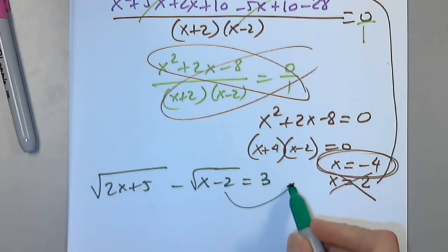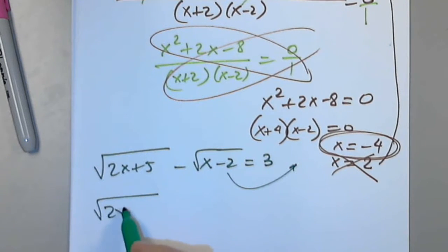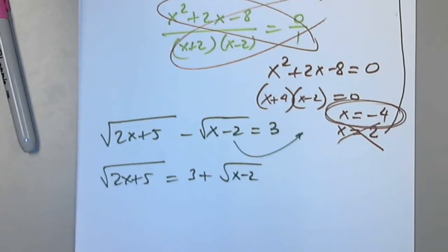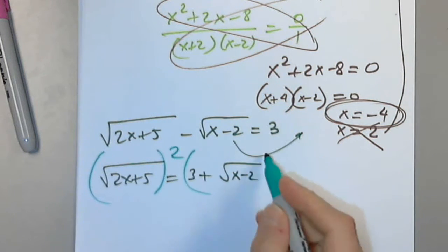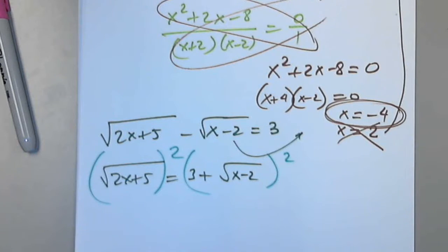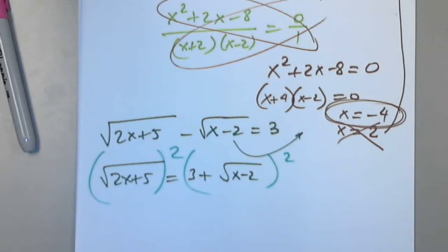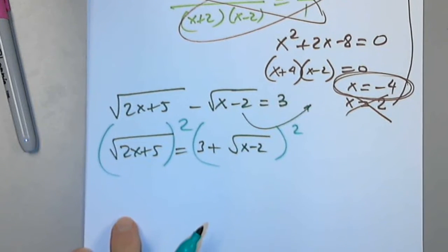So I'm going to take this term to the other side. So I have the square root of 2x plus 5 equals 3 plus the square root of x minus 2. Since it is a radical equation and the index is 2, what do I have to do to both sides? Right. But if you make the mistake of squaring term by term, you're not going to get anything. You have to square the left-hand side as one unit, the whole thing, and the whole thing on the other side squared. When I square this, what do I get?